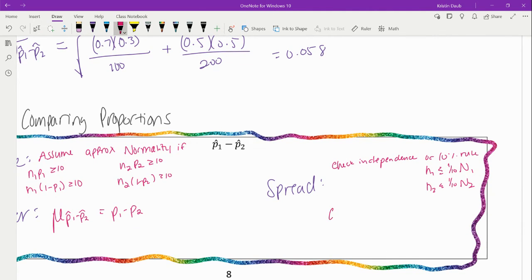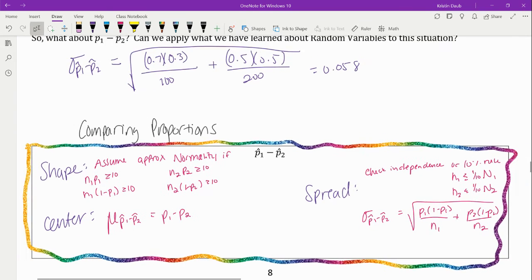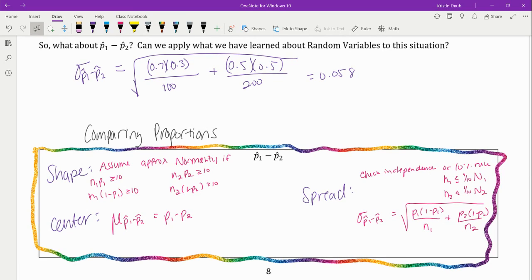And if this is the case, we can find the standard deviation of P1 hat minus P2 hat equal to a big square root of P1 times 1 minus P1 over N1 plus P2 times 1 minus P2 over N2. And I did put the little squiggle line around this because I should have bolded this. These are going to be the formulas that we're going to want to use moving forward whenever we're comparing 2 proportions.